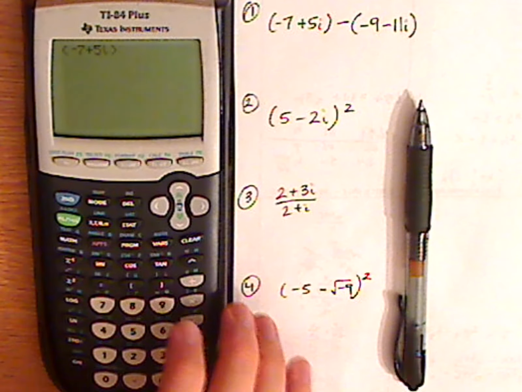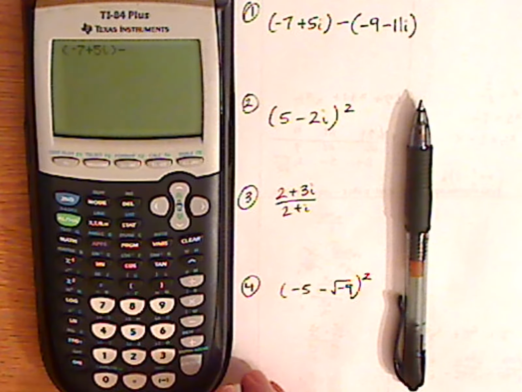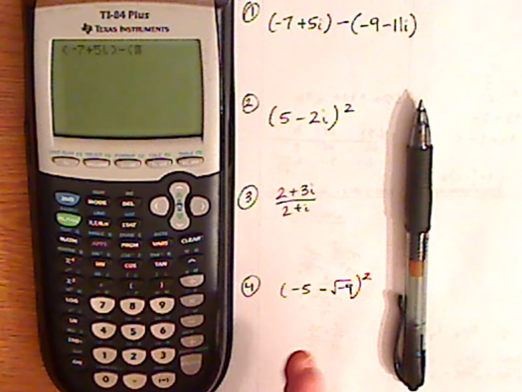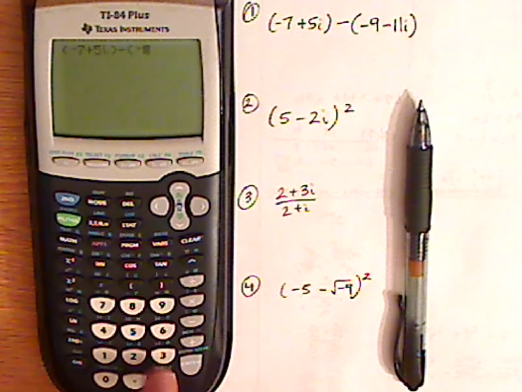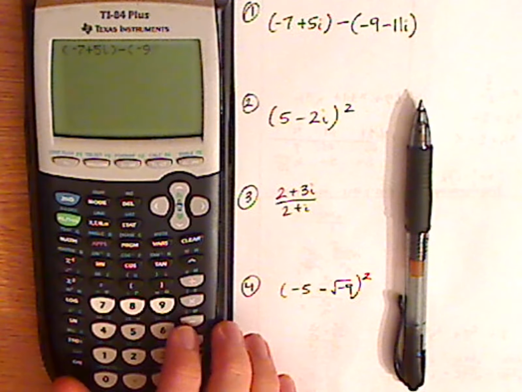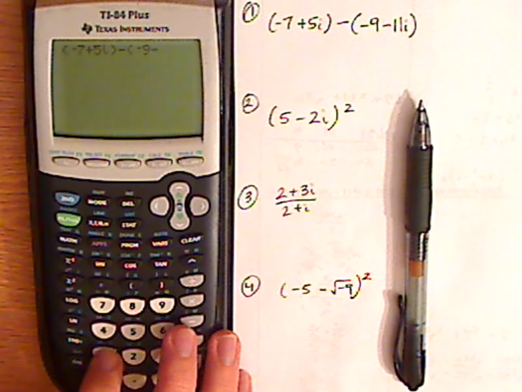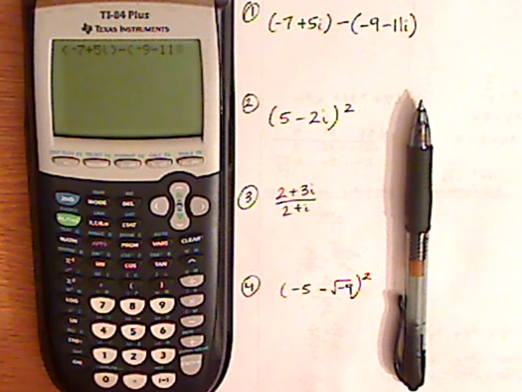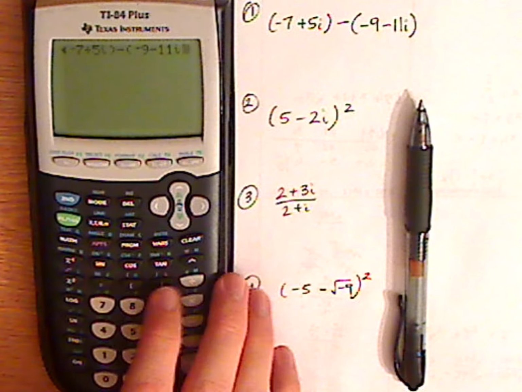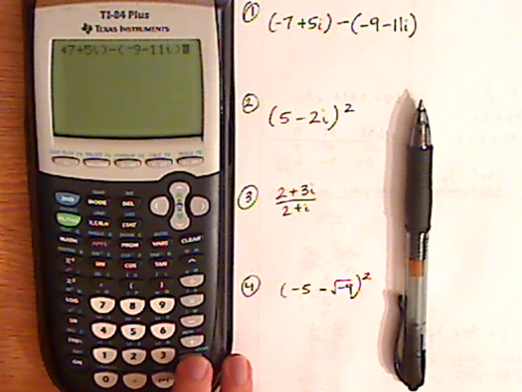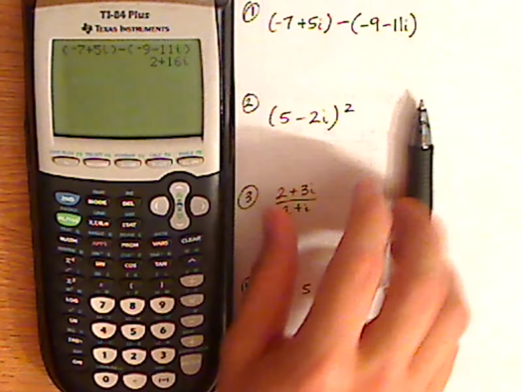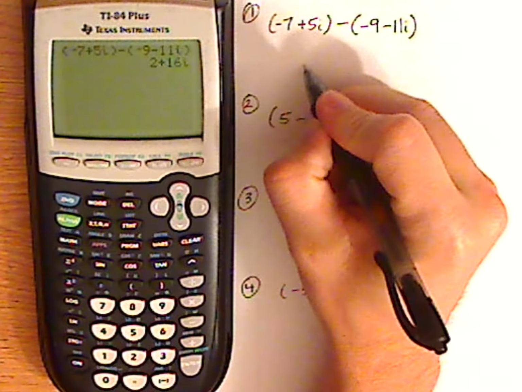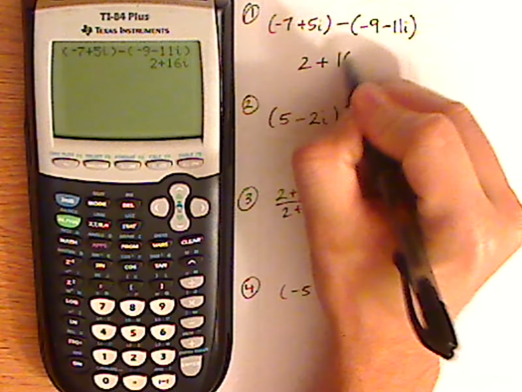Close the parentheses, minus, open the parentheses, -9 minus 11, second decimal, which gives you the I, and then close the parentheses, and then push enter. So my answer is 2 plus 16I.